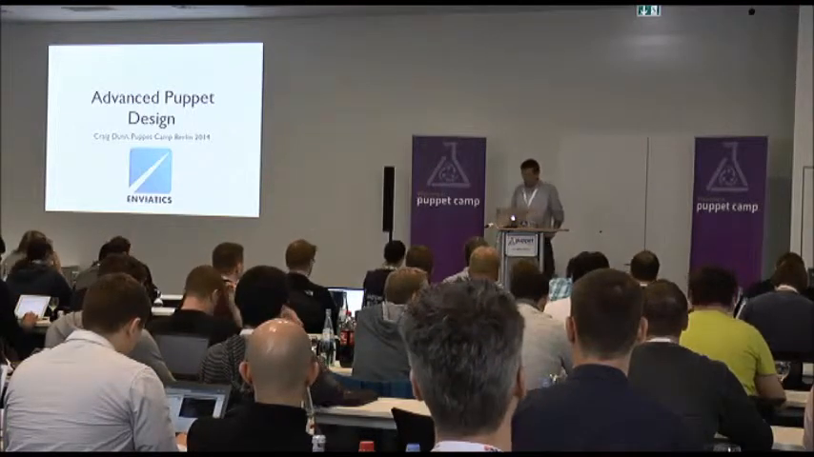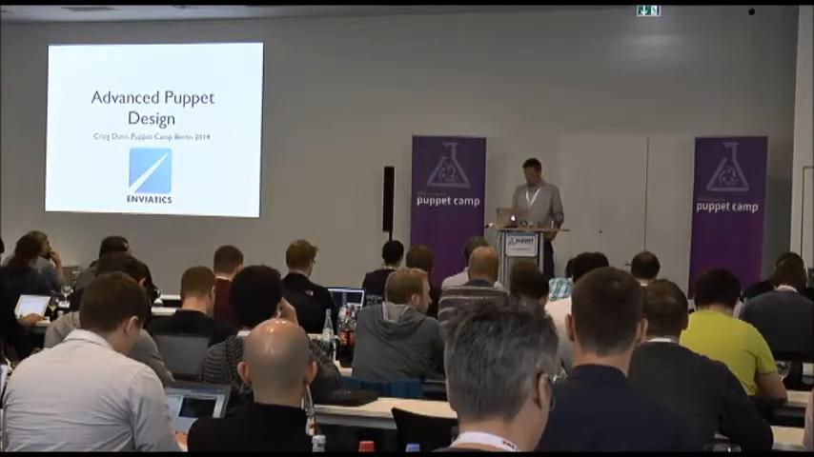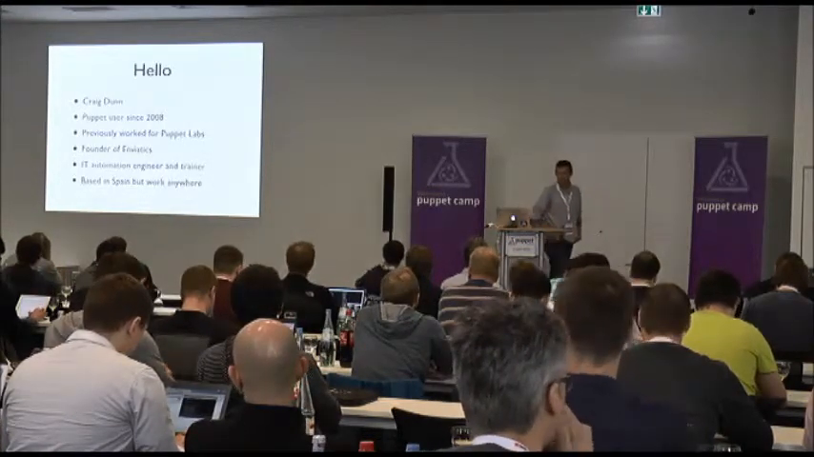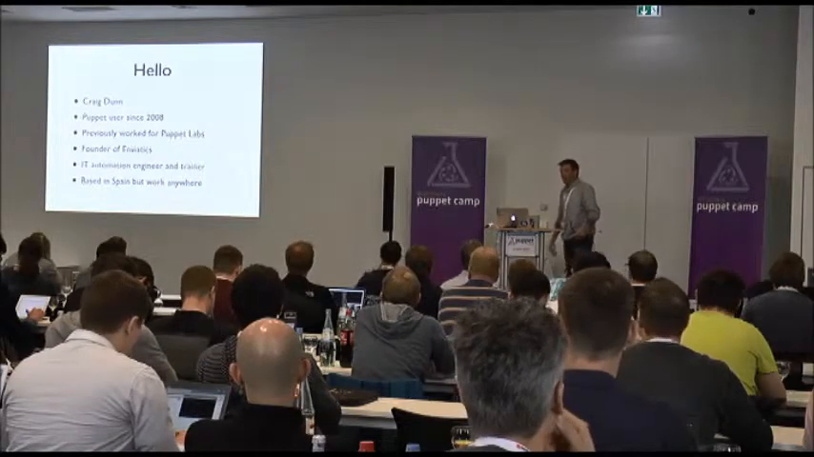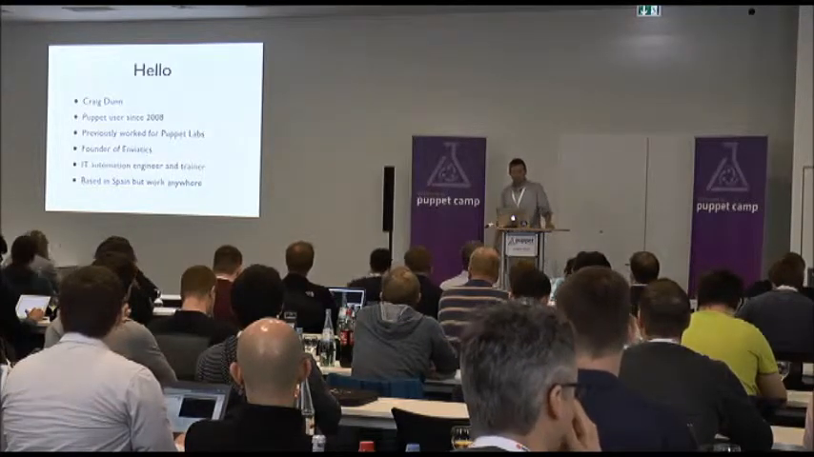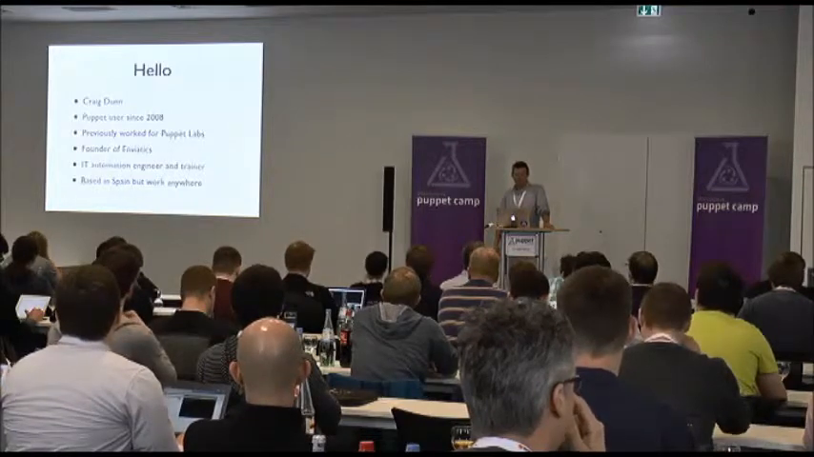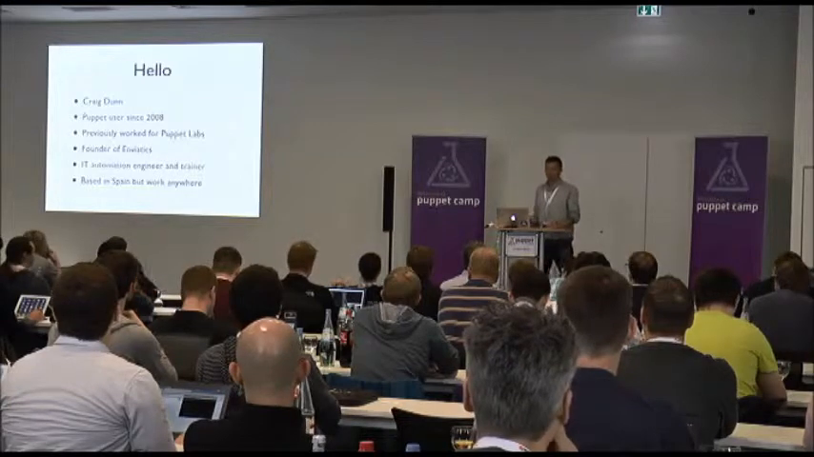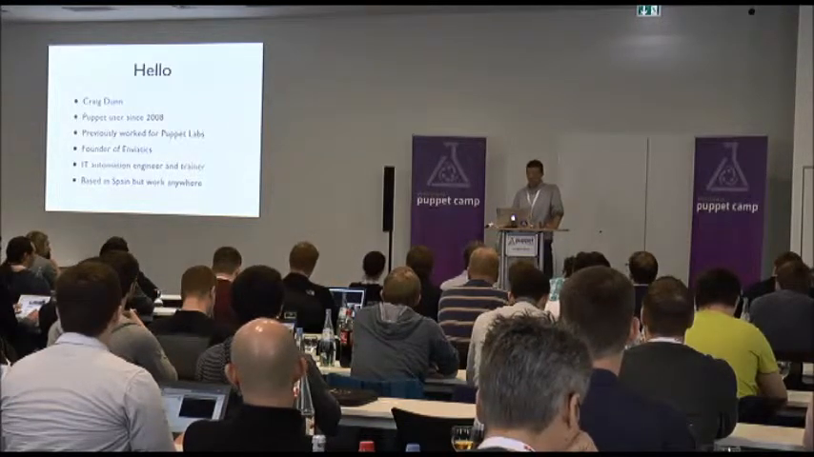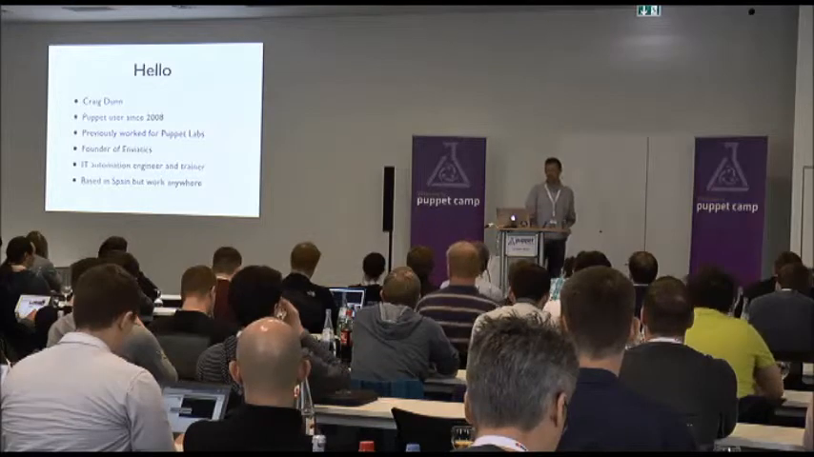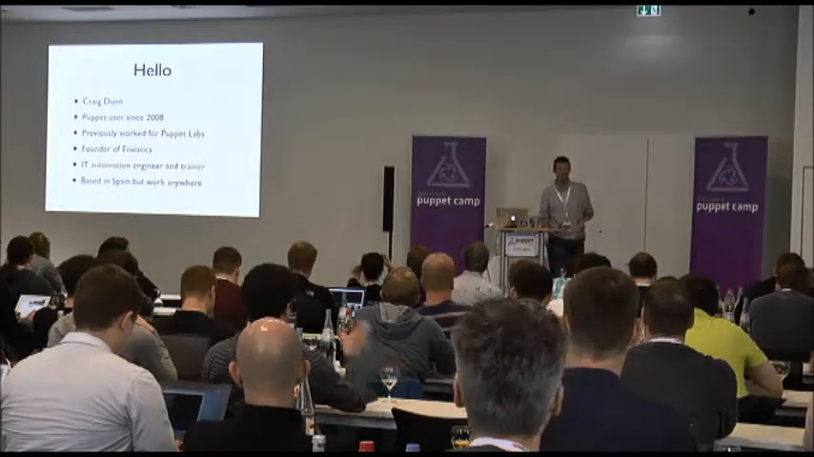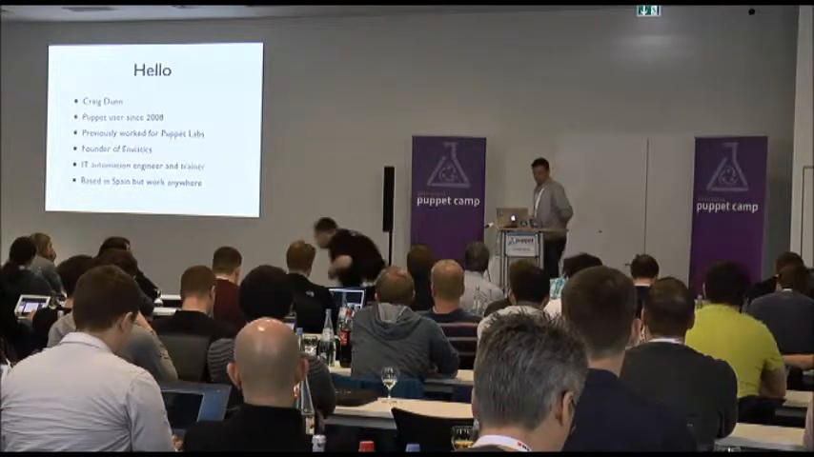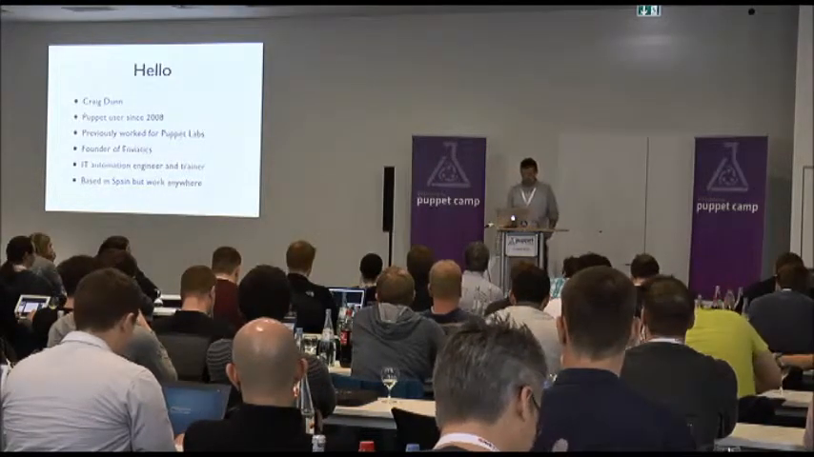Hi. So, welcome to my talk. A little bit about me before we get started. My name's Craig Dunn. As Dawn pointed out, that's with a C, not a G. I've been a Puppet user since about 2008. Previously worked for Puppet Labs, so awesome company to work for. I think Andy said this morning that they're hiring. They're always hiring. But these days, I'm more of a freelance automation engineer and trainer through my company, Enviatics. I'm based out in Spain, but there's not a lot of work there, so I tend to work everywhere apart from Spain.